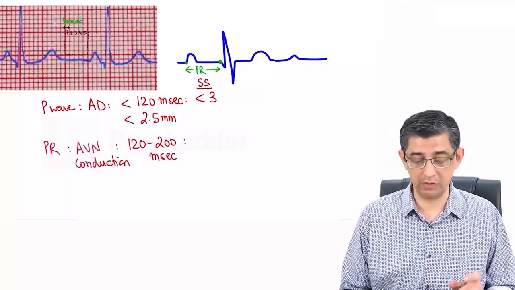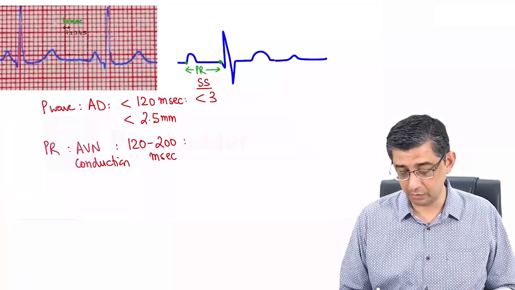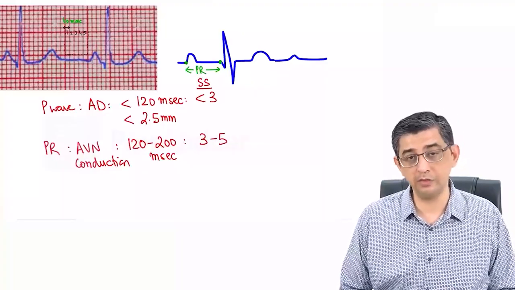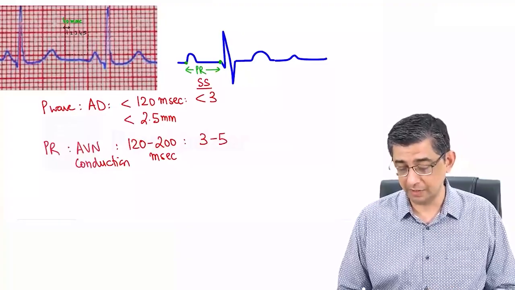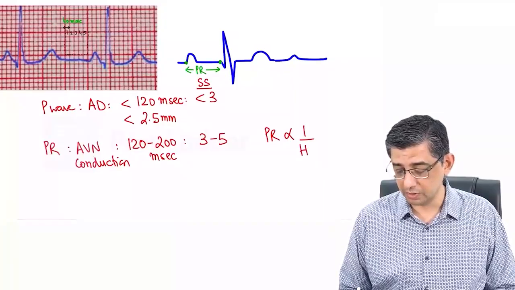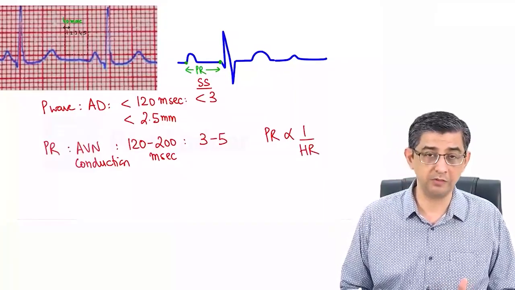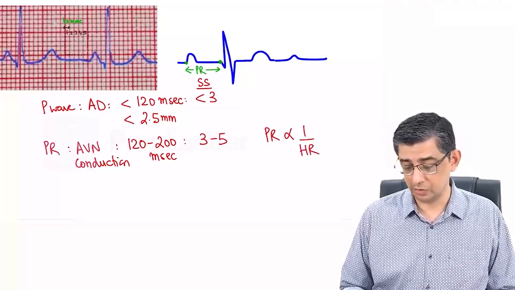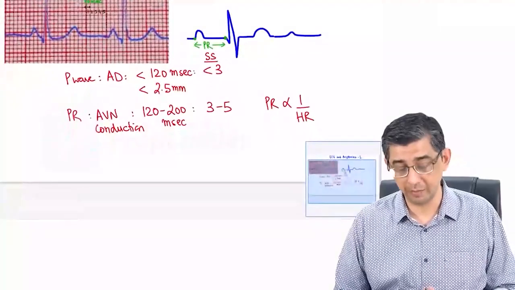So 40 was one small square per se. Mathematically speaking, the PR interval of yours and mine will fit into 3 to 5 small squares. This explains the fact that whenever I say bradyarrhythmias, you will notice that the PR interval might be going more than 5 small squares, and vice versa. For tachyarrhythmias, it would be less than 3 small squares. So it's always a good idea to remember this information.